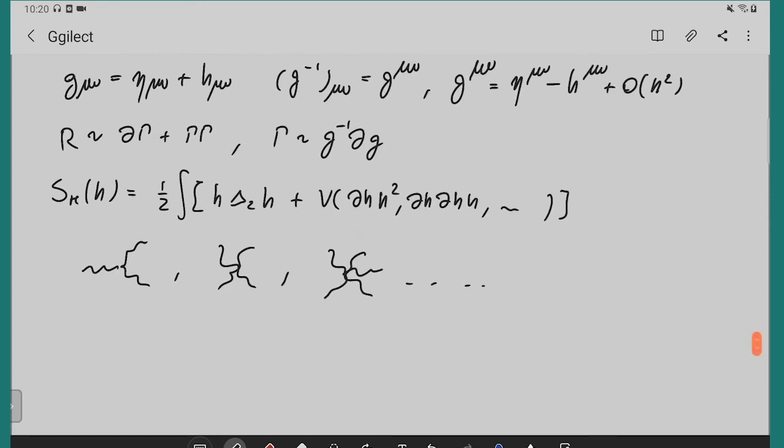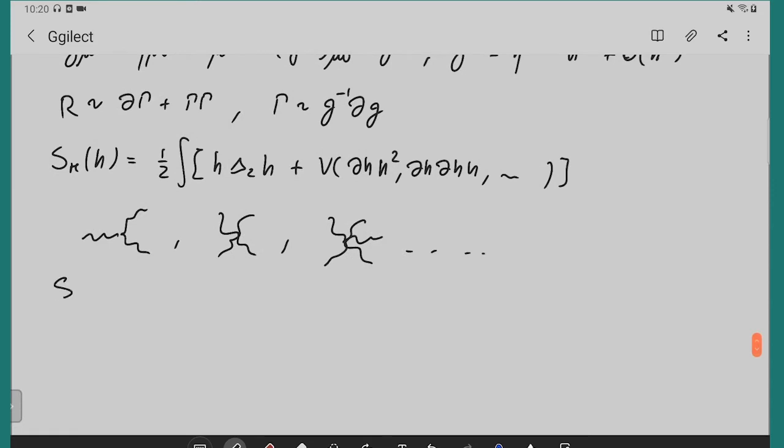This action is also invariant under diffeomorphism, the one written in terms of G. So it has a gauge invariance. This is something analogous to gauge invariance in gauge theories. So it is invariant.